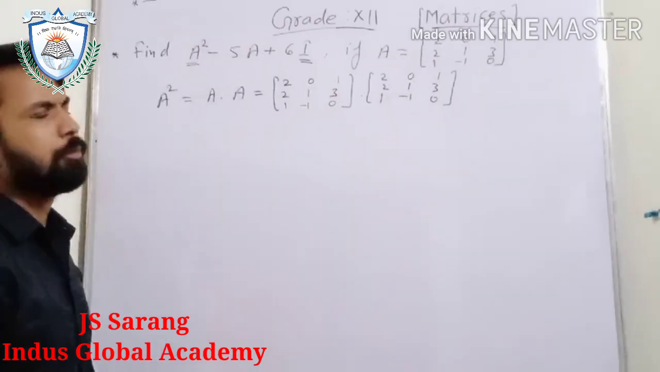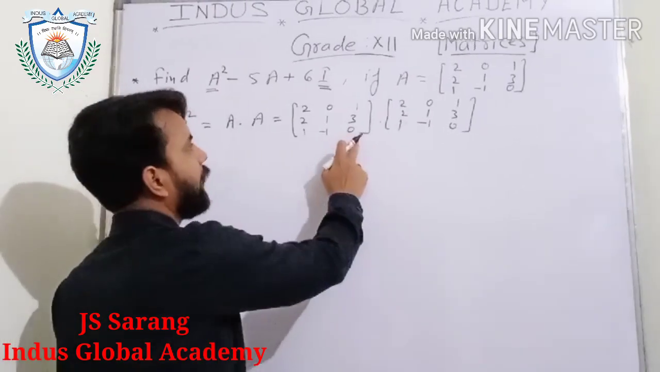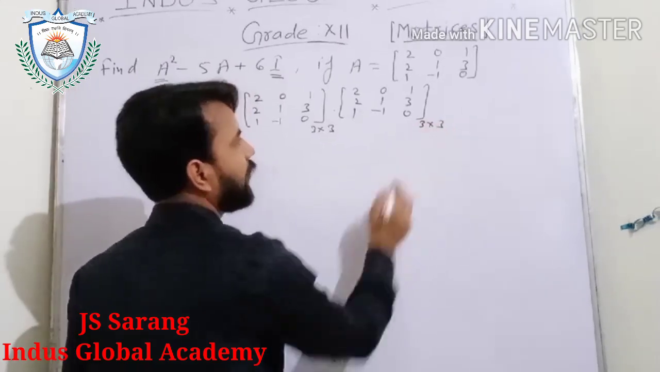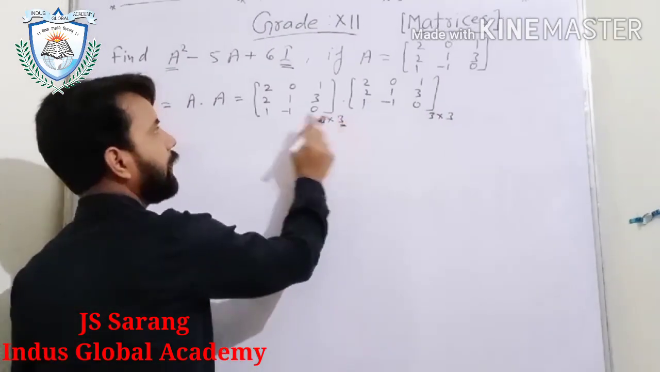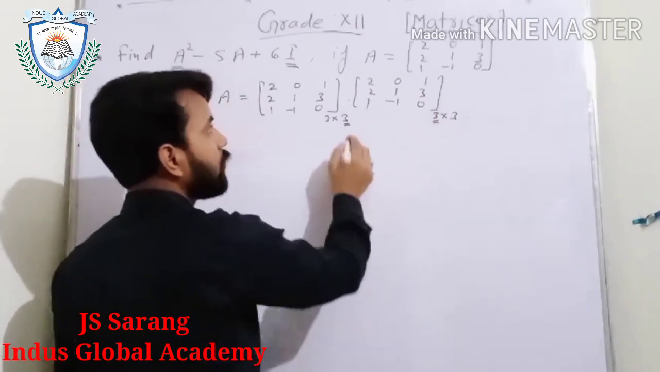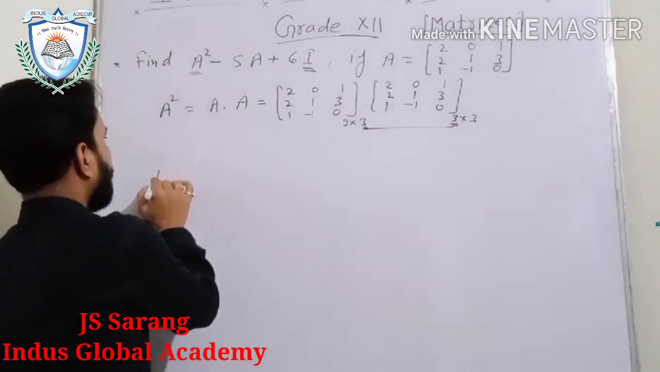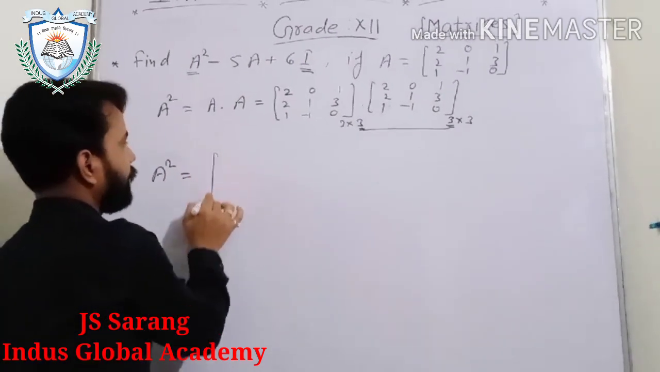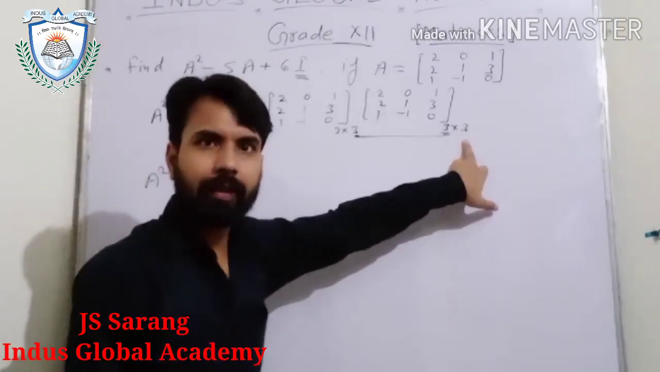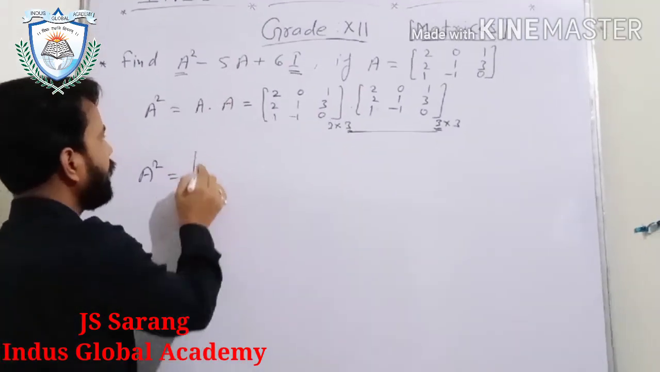So first of all we have to check whether the multiplication is possible or not. The order of this matrix is 3 by 3 and the order of this matrix is also 3 by 3. So the number of columns of the first matrix is 3 and the number of rows of the second matrix is 3. So both are the same, so multiplication is possible. Now we have to find the multiplication, and the order of the product will be 3 by 3. Clear? So the order of the new matrix will be 3 by 3.